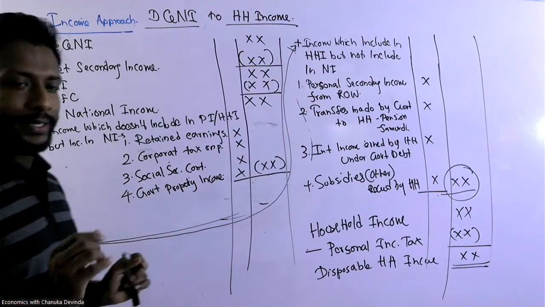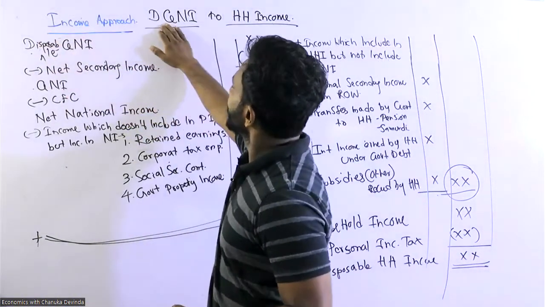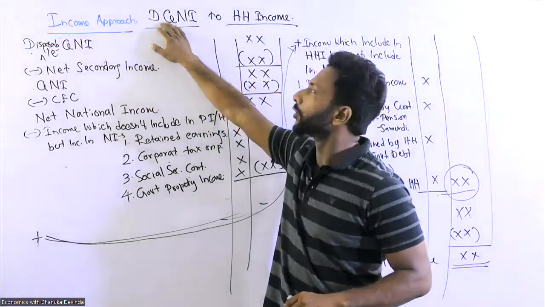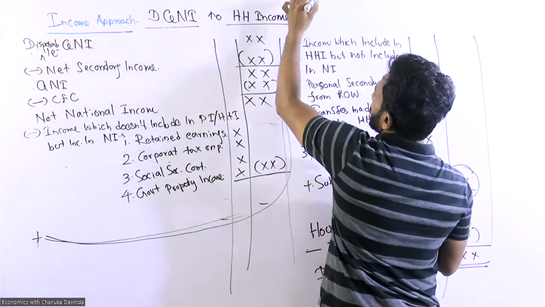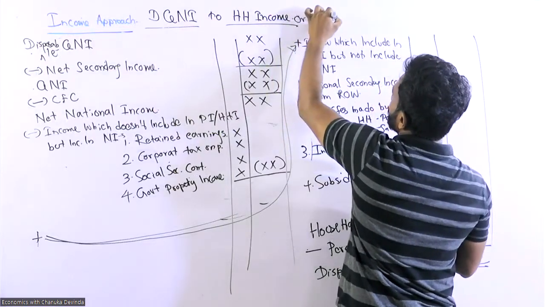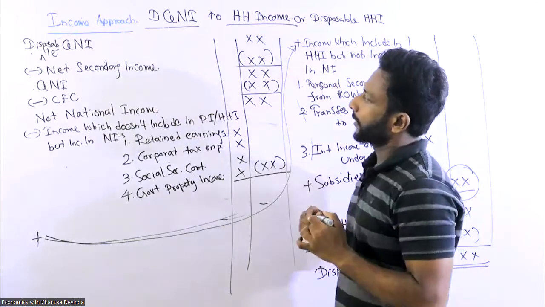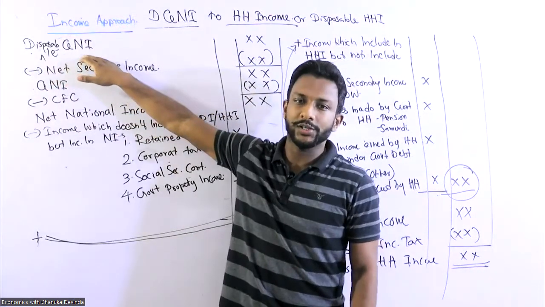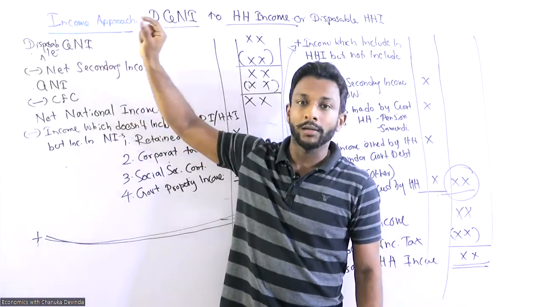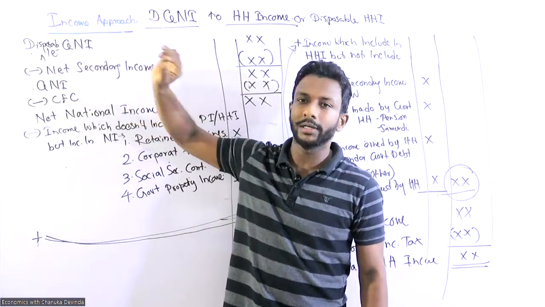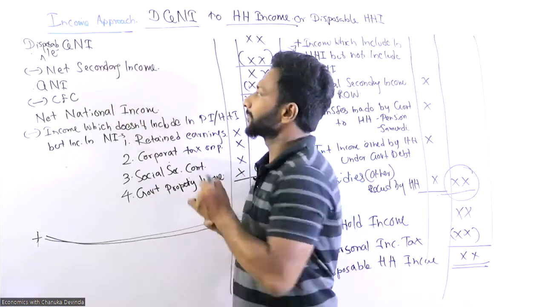Right. I'll explain it again a little bit. So how to transfer disposable gross national income to household income or disposable household income. Right. Initially, disposable gross national income was there. So we need to transfer it to gross national income. So we need to remove the disposable part, since minus net secondary income from rest of world.